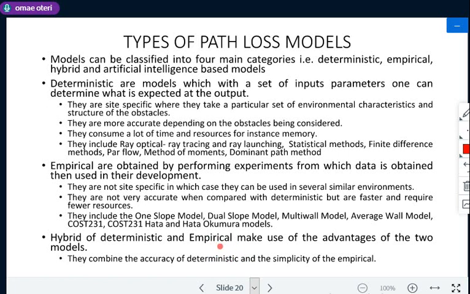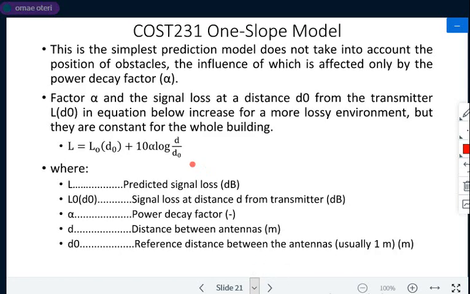models are usually quite accurate, then the empirical ones are very simple. They're just based on experiments. Resources are usually consumed with the deterministic one, more resources as compared to the empirical methods. So the COST 231 was actually developed by a given consortium given by these initials.